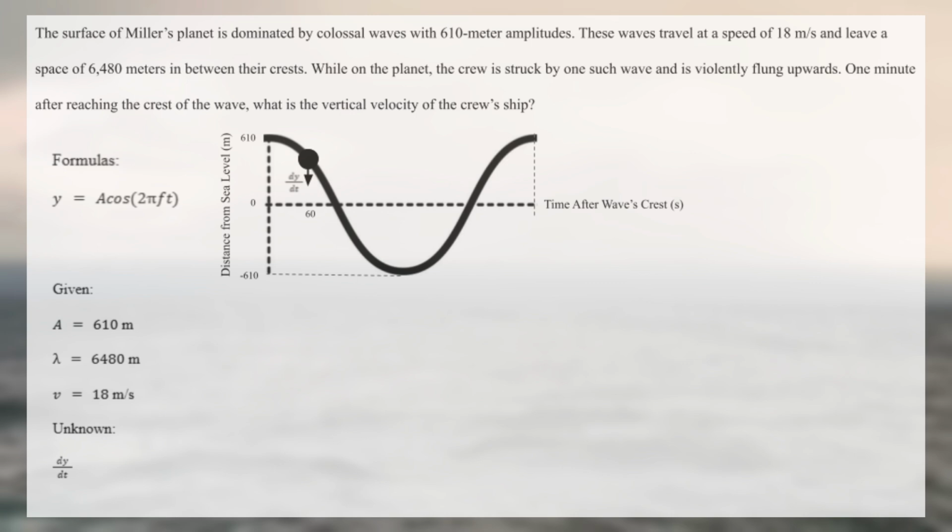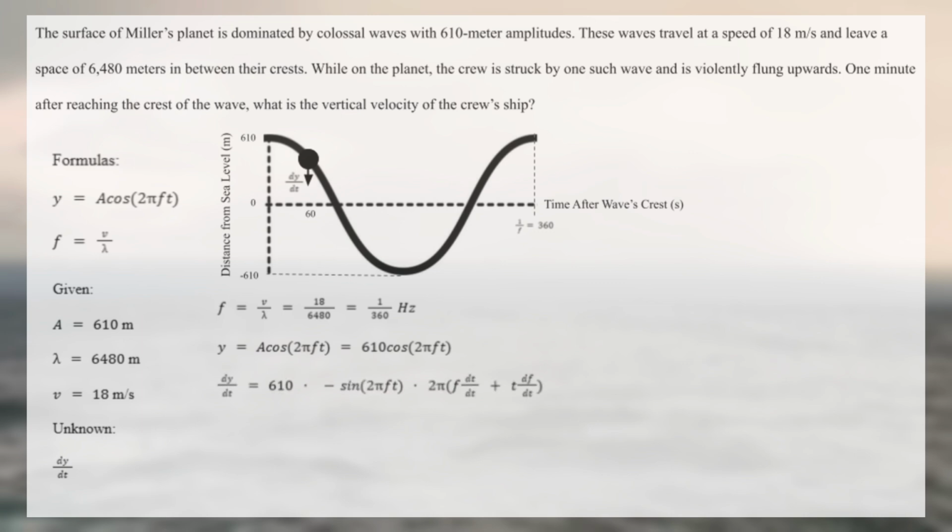However, this formula requires information about frequency that we do not have. Luckily, the problem gives us values for wave velocity and wavelength, and dividing these values gives us a value of 1/360 Hz for frequency. Now, we need to take the derivative of the vertical position equation. In order to avoid having to use the product rule, we can replace the amplitude variable with its value, as we know from the problem that the waves have a constant amplitude of 610 meters.